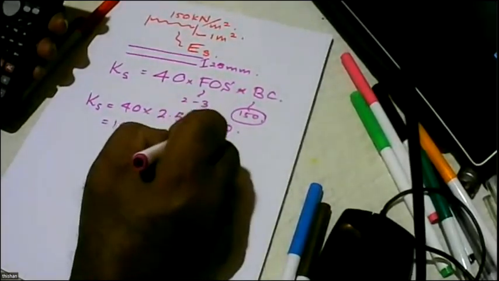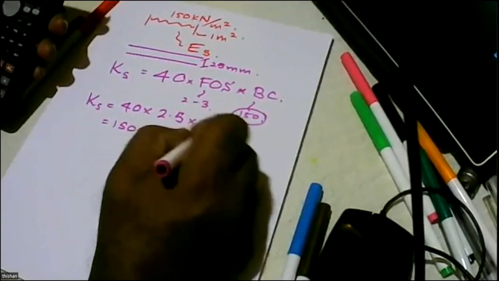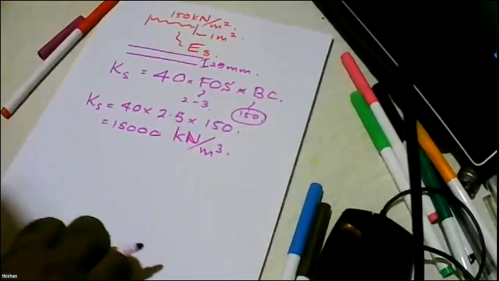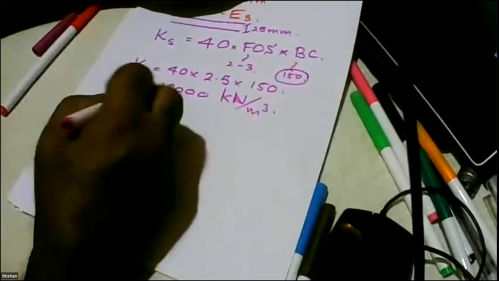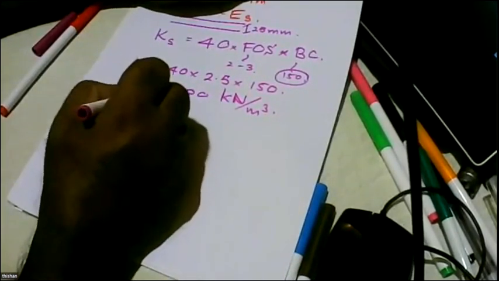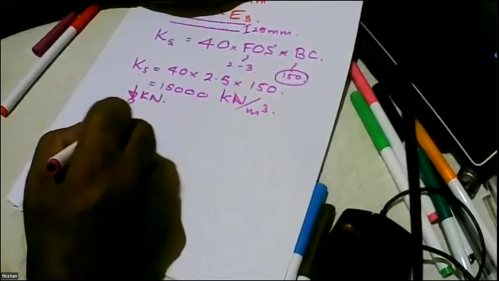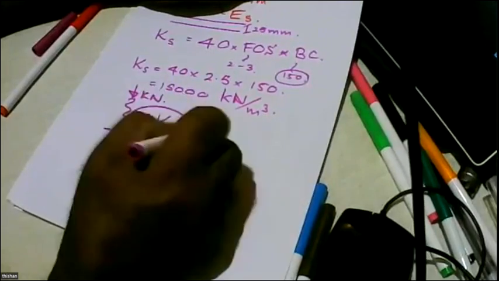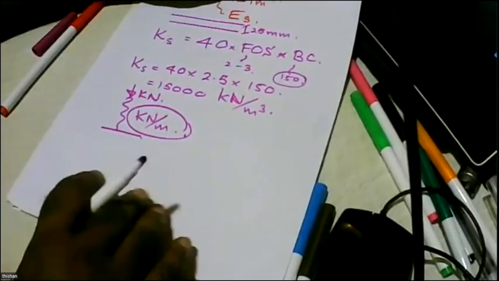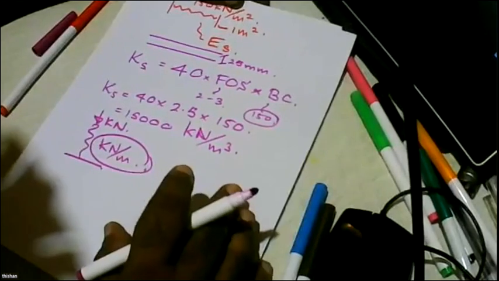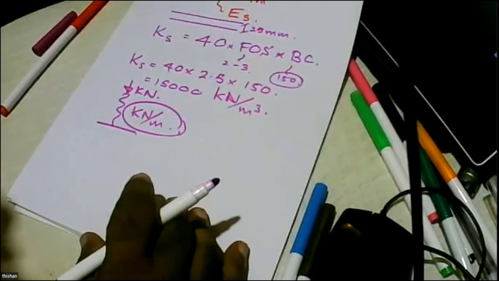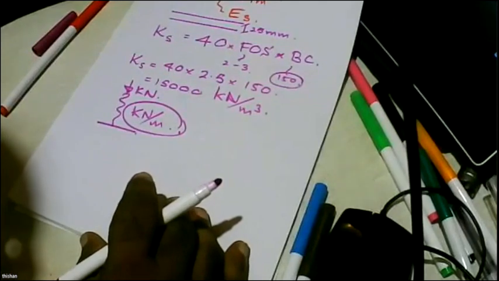And then the most important thing is, what is the unit? Kilonewtons per meter cubed. Now, what is the meaning of this? Because when you look at a spring, you apply a load in kilonewtons, and then spring constant is given in kilonewtons per meter. But here the textbooks are giving us a value for subgrade reaction, vertical reaction to represent the soil, but the unit is in kilonewtons per meter cubed.